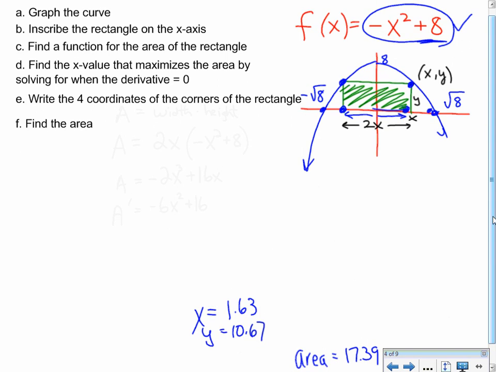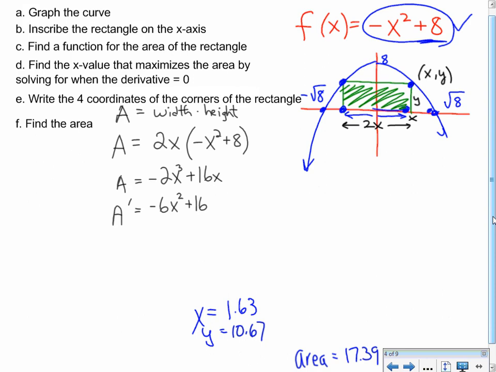I'm going to show you all the calculations, but I just wanted to go over the overview of it all first so you didn't get wrapped up and bogged down in the calculations. But the calculations look like this. You get the width times the height, so 2x times the negative x squared plus 8.